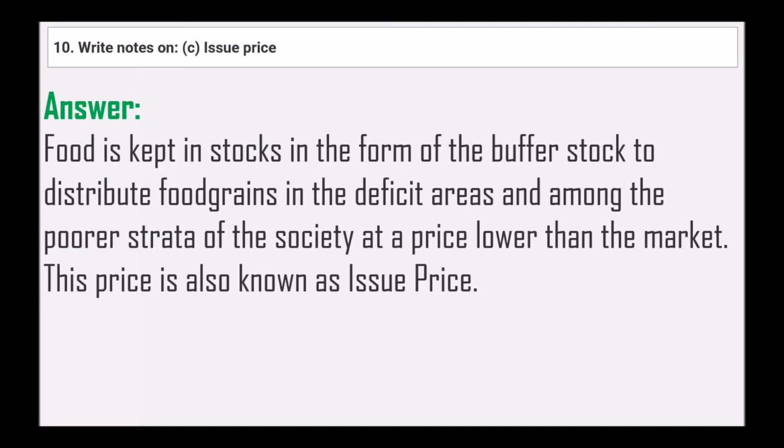Next is issue price. Food is kept in stocks in the form of buffer stock to distribute food grains to the deficient areas and among the poorer strata of the society at a price lower than the market price. This price is known as issue price.